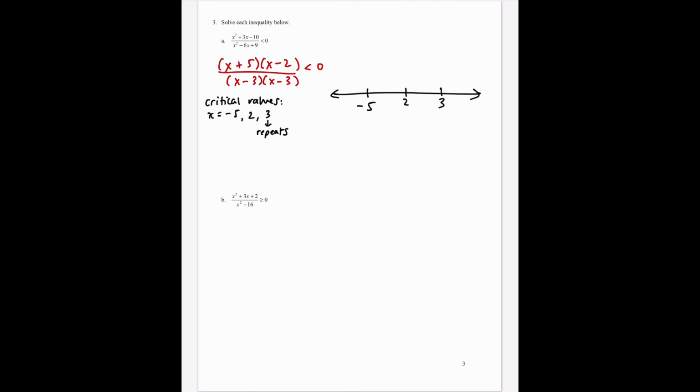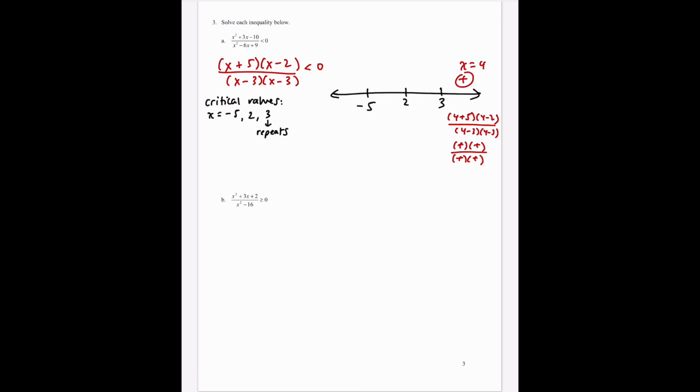So let's plug in like 4. If I plug in 4 plus 5 times 4 minus 2 over 4 minus 3 times 4 minus 3. 4 plus 5 is 9, which is positive. 4 minus 2 is positive. 4 minus 3 is positive. And 4 minus 3 is positive. So this is going to be positive.